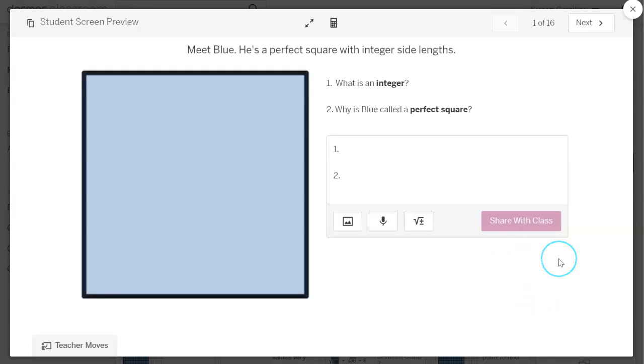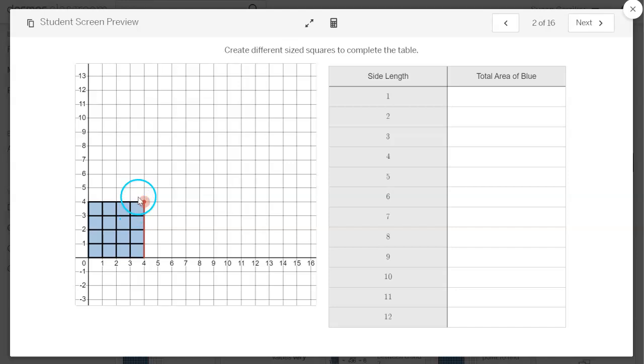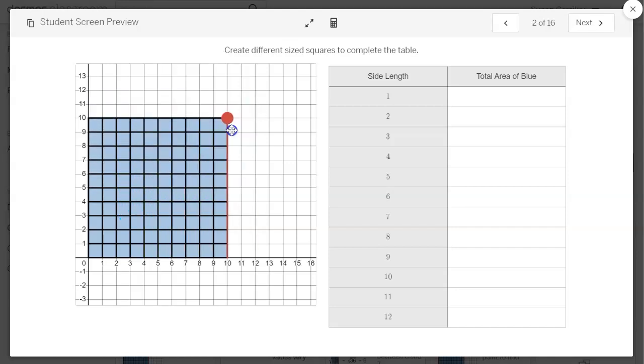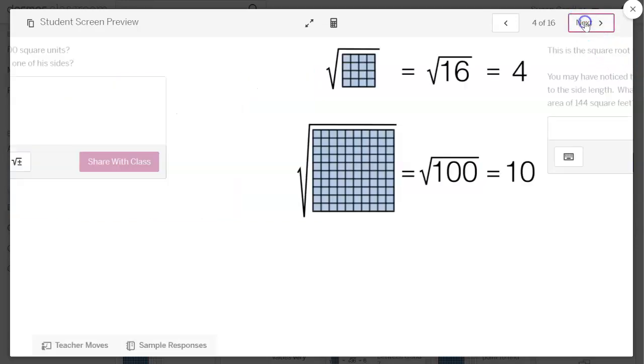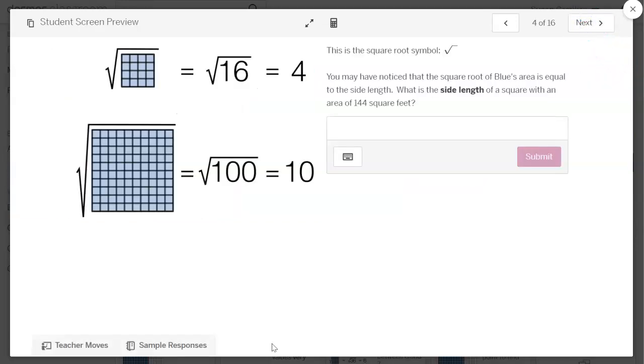Here they're told that this is a perfect square with integer side lengths. Here they can create squares of different sizes by dragging the red dot, and then they will record in the table the total area of the blue square. On this screen they're asked the side length for a square if its area is 100 square units. Here we're introduced to the square root symbol.